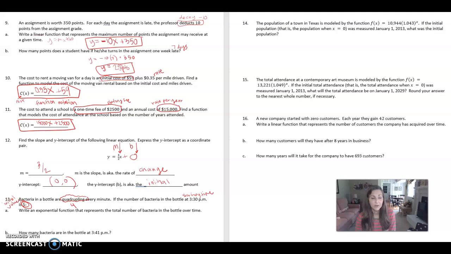Write an exponential function. Okay, my generic is y equals a(b) raised to the x. Now, I need to plug in my numbers. Quadruple, that is a number. It's 4. And 5 is my starting value. So my formula would be y equals 5 because that's my initial value. My multiplier is 4 because it said quadruple, and that means 4. And then we raise it to the power of x.